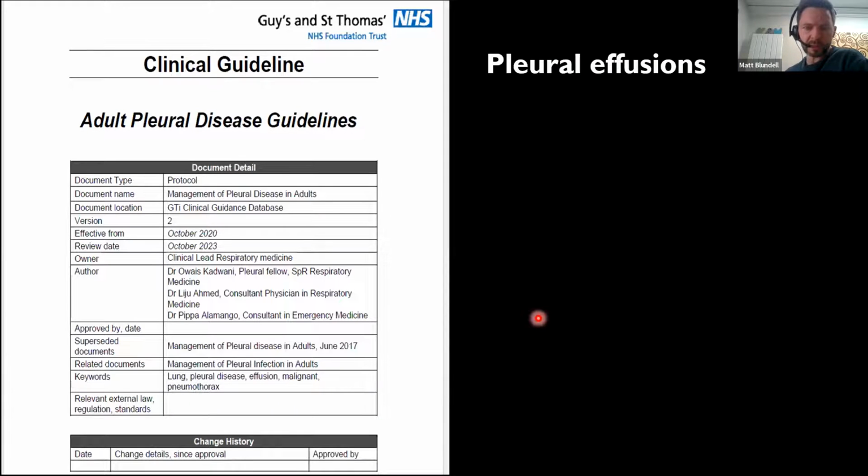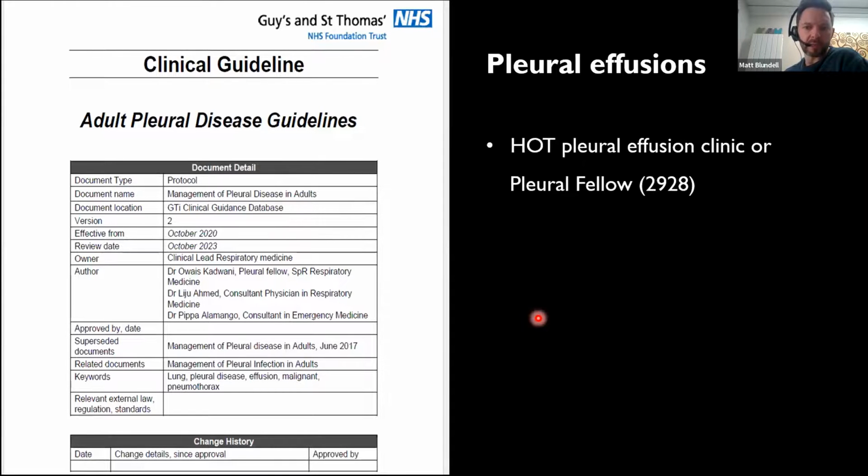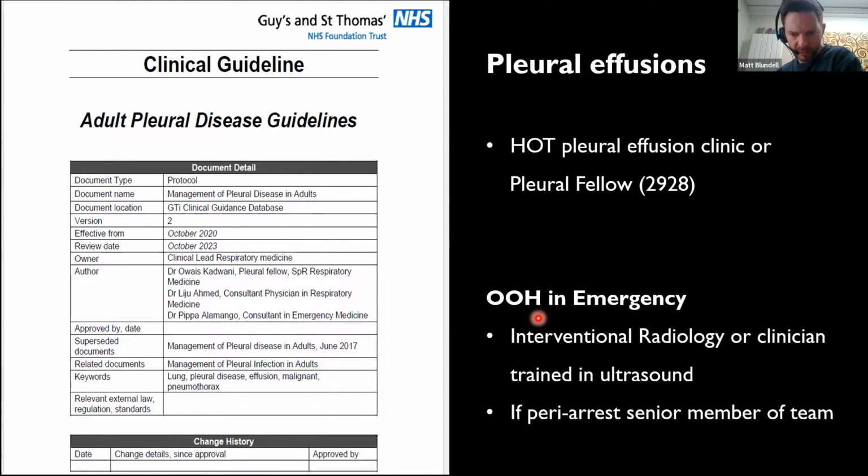So that's pneumothorax, and now just quickly covering pleural effusions in the last couple of minutes. Pleural effusions are fairly ubiquitous, and you'll probably see a lot of them. The majority of them, I'd say, we don't really need to intervene with. If the patient's going to get admitted, they'll get seen by the pleural fellow if we think it's a pleural cause. Obviously, a lot of pleural effusions are due to cardiac failure. If it's a patient we're concerned about and we want them reviewed as an outpatient, we can refer them to the hot pleural effusion clinic. So the majority of these we won't have to touch at all.